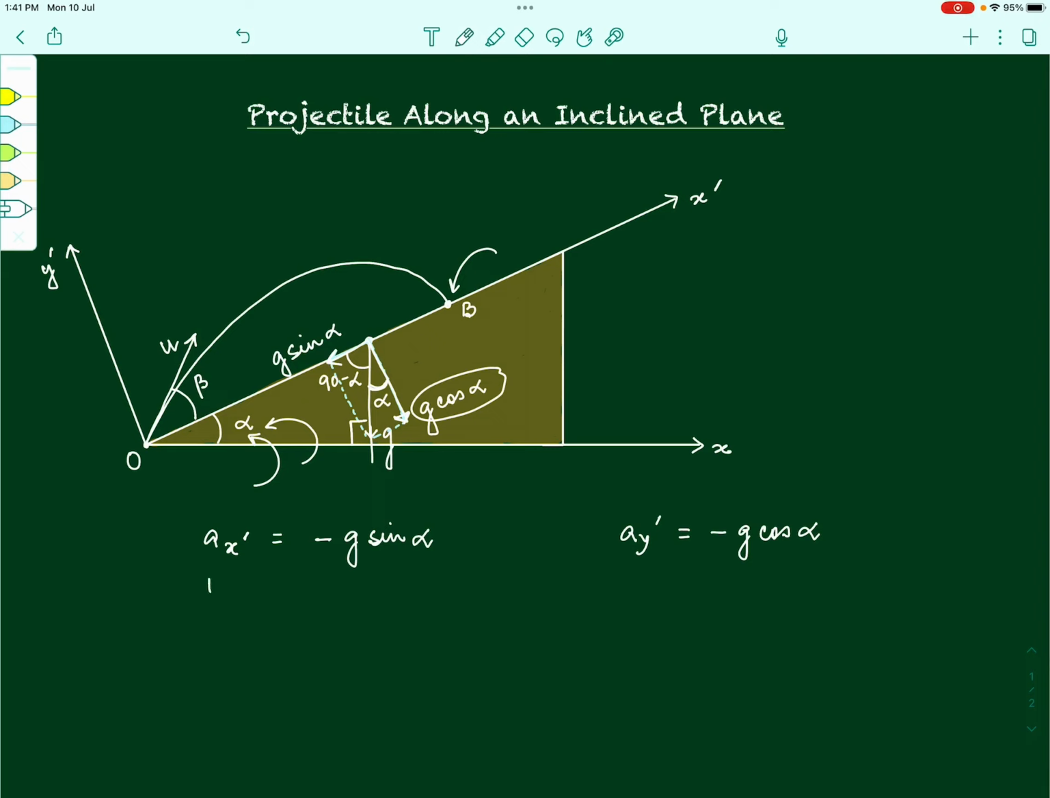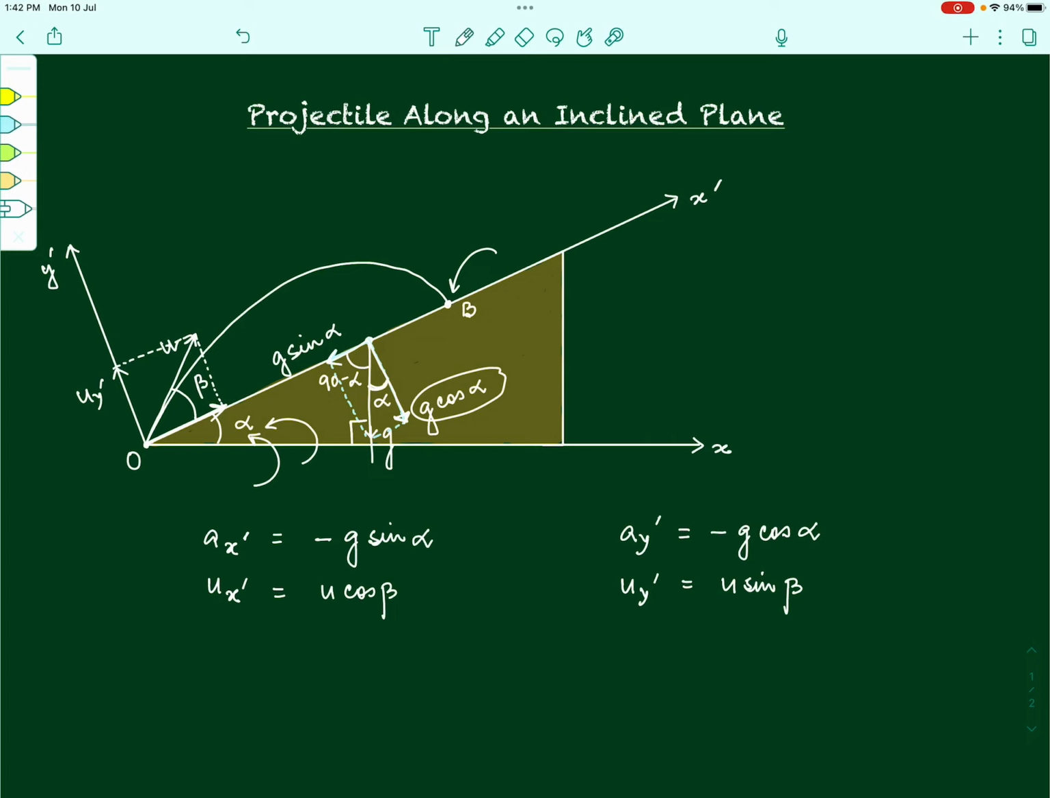Also, we can find out the initial velocity along the x dash direction. As we drop a perpendicular from u along the x dash axis, it will be nothing but u cos beta, whereas the initial velocity along the y dash direction, on the same lines, dropping a perpendicular from the tip of the vector u, will be u sin beta. All these basics we have already studied in the previous videos, right, about a normal projectile. So if there is any doubt, you can go back to those videos and just go through them to understand how these components are found.